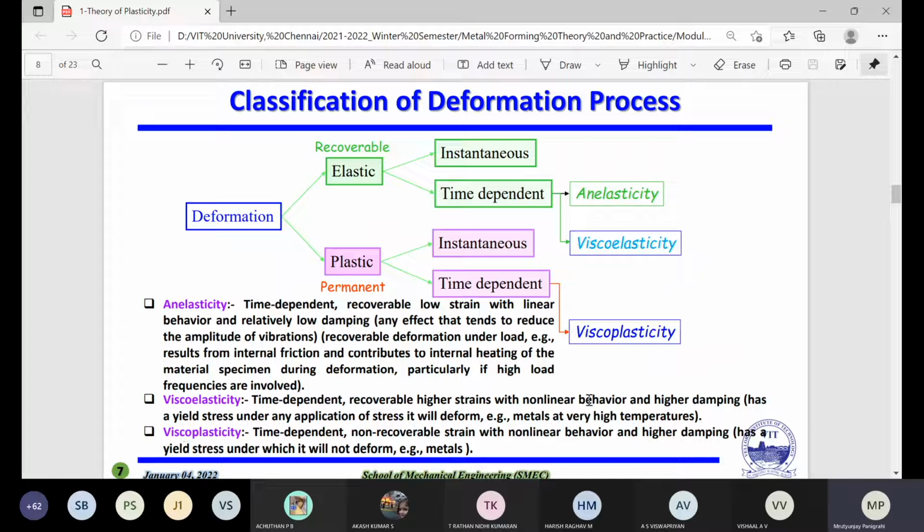And the third one, we have the viscoplasticity. So I put one example here, like metals, any kind of metals, okay, because after plastic deformation, that means you cannot recover that one. Okay, is it clear? Yes, sir. Okay.